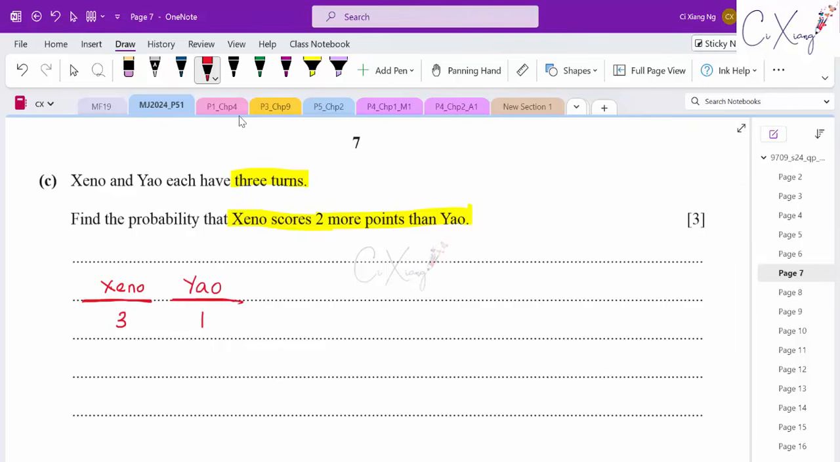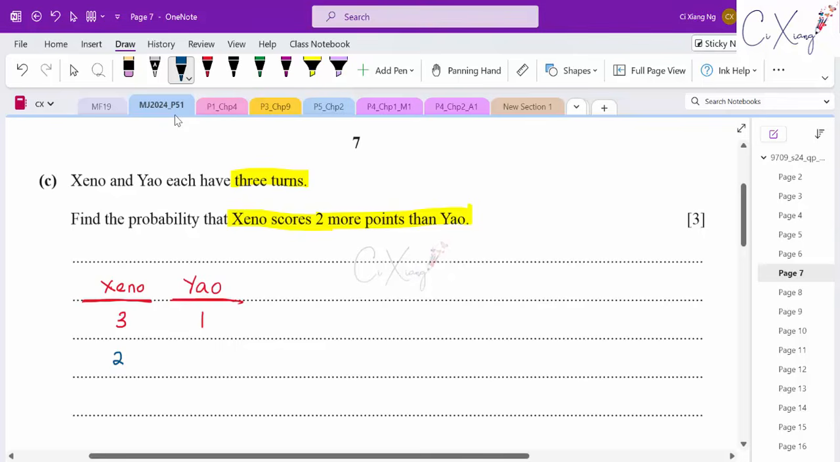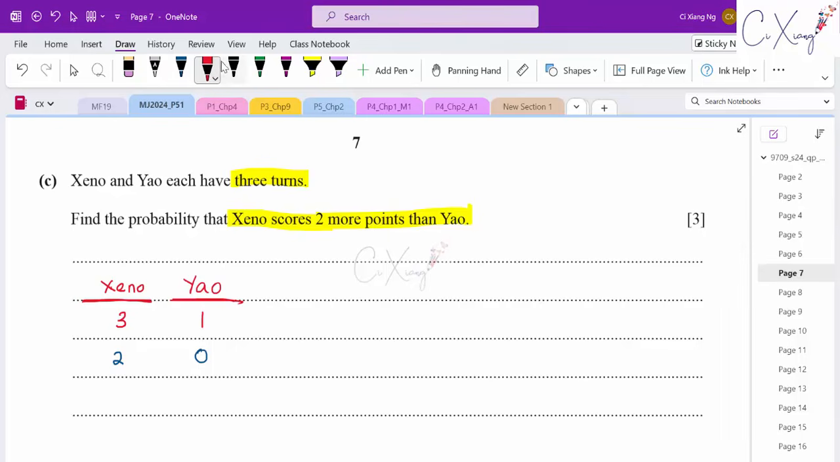Is there any other possible outcome? Another possible case is X scores 2 points and Y scores 0 points, so the difference of the points is also 2. I cannot decrease the number anymore, because if you decrease it by 1 more point, it becomes -1, and there is no -1 here.